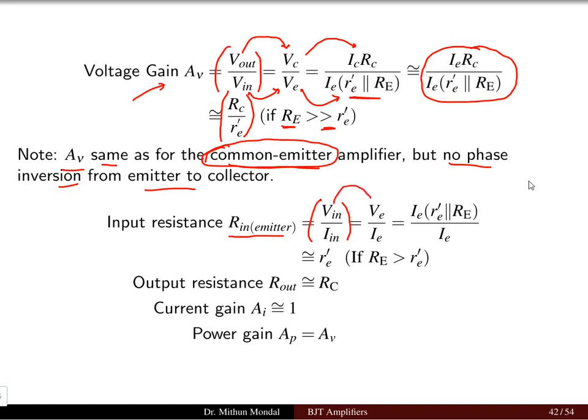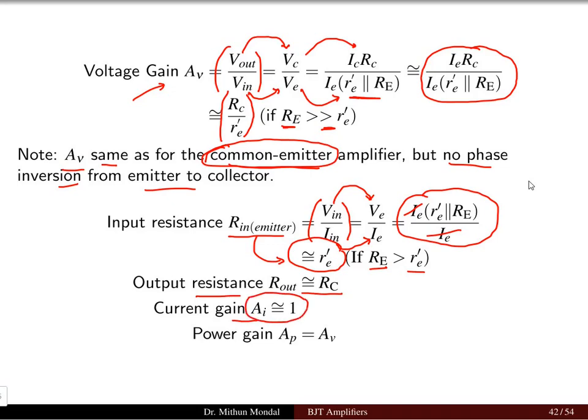Similarly, we can calculate the input resistance of the emitter, which is input voltage by input current. Input voltage we are taking at the emitter, and our input current is the emitter current. So this is the expression we have for input resistance. The emitter current will cancel out, and if the emitter resistance is greater than RE dash, then approximately we can say that the input resistance is nothing but the emitter resistance itself. Output resistance is approximately the collector resistance, and the current gain is approximately 1. So there is no change from input current to output current.